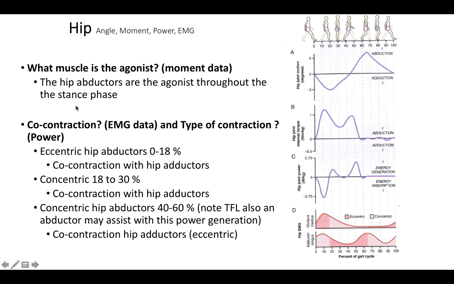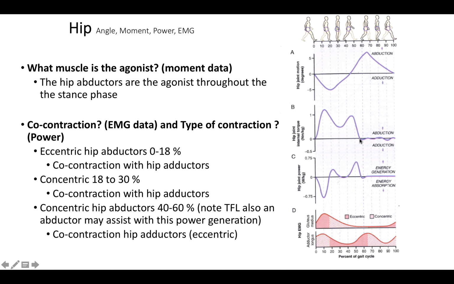So now we want to switch to the moment, power, and EMG data, and what does that tell us about the control of this angle data that we saw here, where we're going to move rapidly into hip adduction from 0 to 20% of stance, followed by this controlled abduction up to just after toe off. So first we can look at the moment data here and note that abduction is positive, adduction is negative, and that 1 Newton meter per kilogram here, the first peak is just over that, and then the second peak is right around that. So we can understand the magnitude.